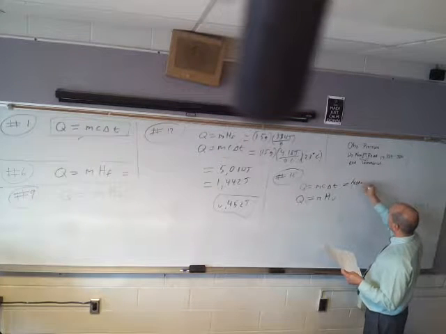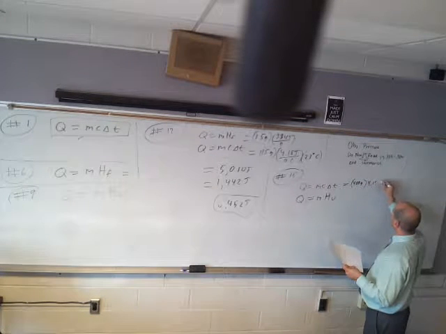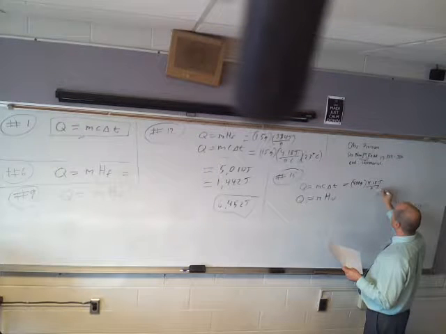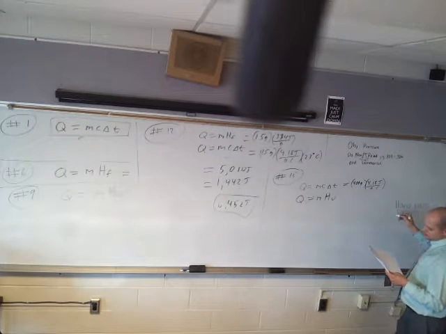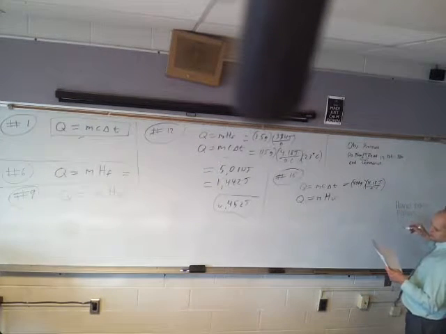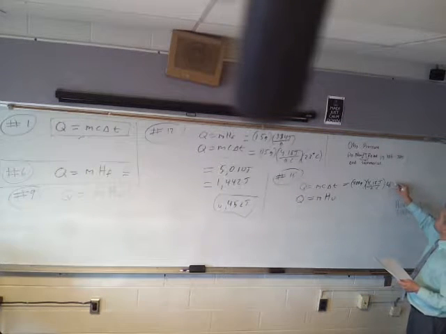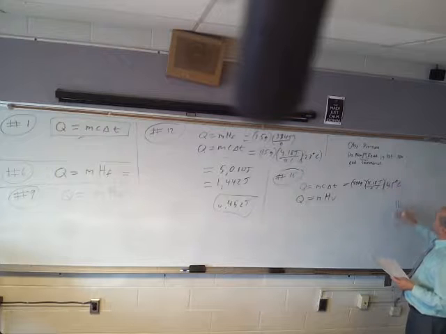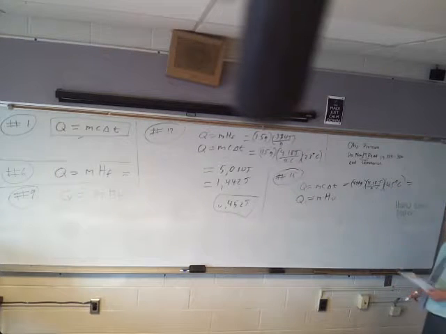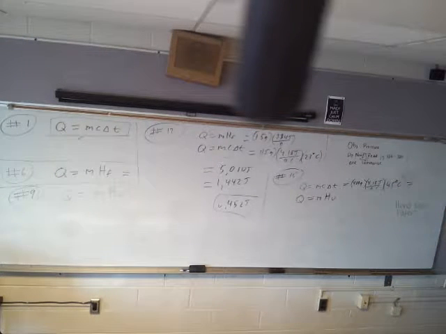400 grams times 4.18 joules over grams Celsius times, what's delta T for number 15? It's going to be 100 minus 55. Right, it's just going to be like that. Now what's this come out to? So you got an answer? All right, so you multiply those, what do you get?